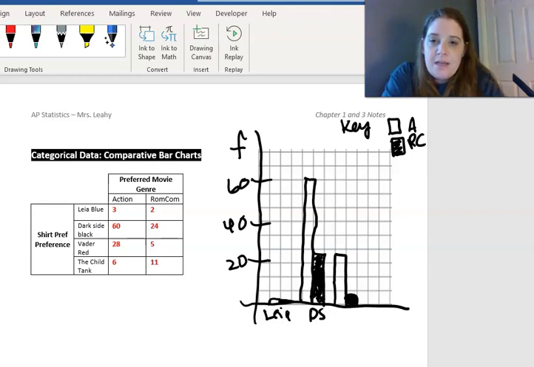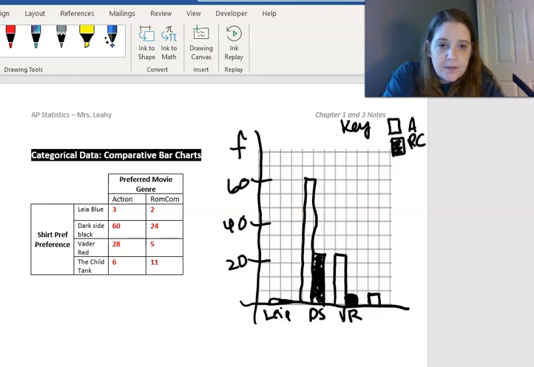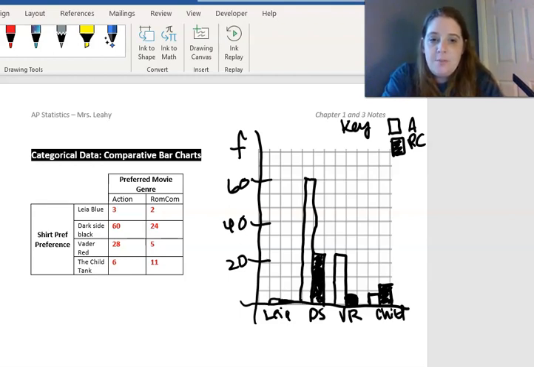Okay. And that is the Vader shirt that was red. And then one more set. We've got the child, which is 6. Okay. And then we've got the bar that is 11. Okay, so that is the romantic comedy section. So that is the child tank there. Okay, so I want to make sure I put my variable here. This was shirt preference.